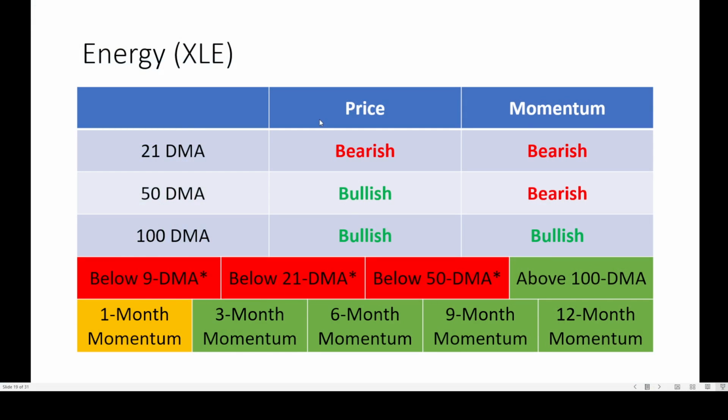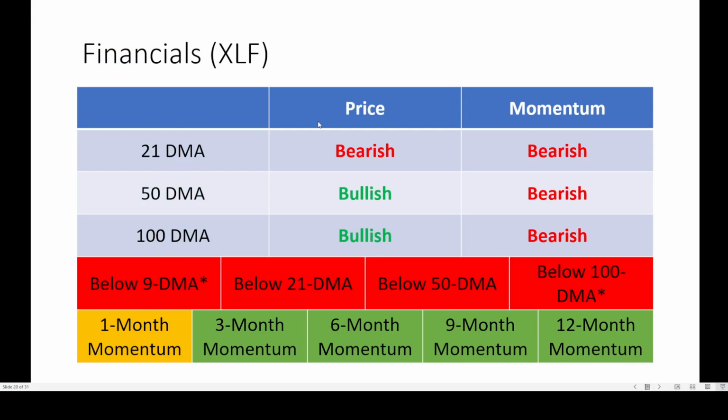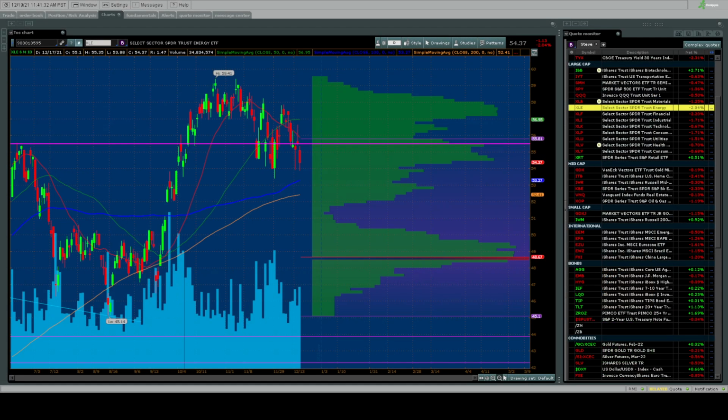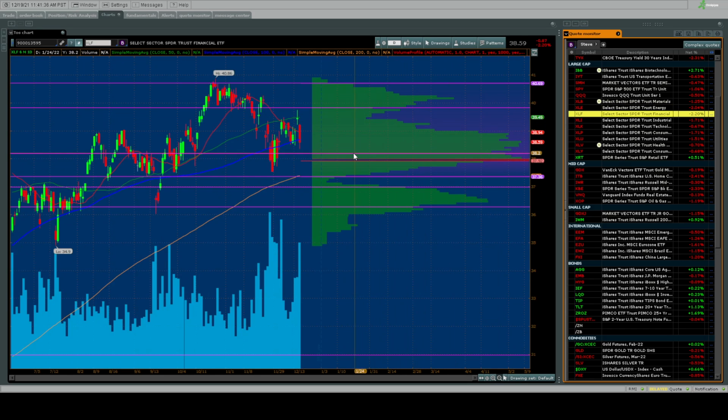Let's go on to, how about the financial sector? Unchanged on price and momentum, dipping below the 9, but more importantly, below the 100-day moving average. Of course, financial stocks, the banks are blacked out from buybacks right now. That's hurting them a little bit, but not too much, because look at where the support is at.